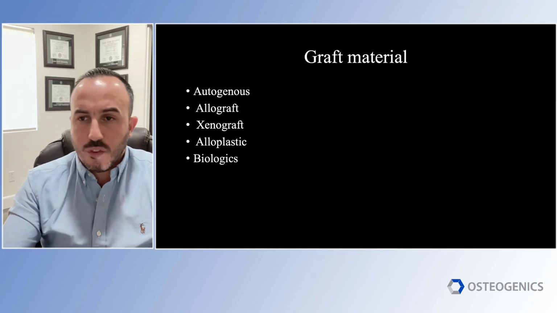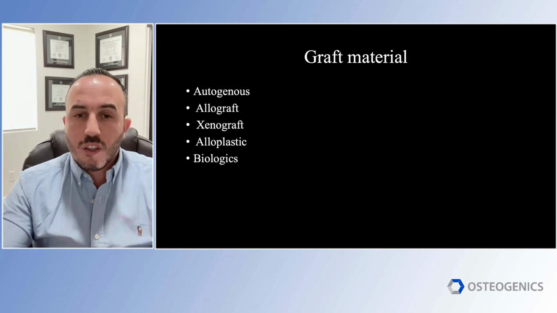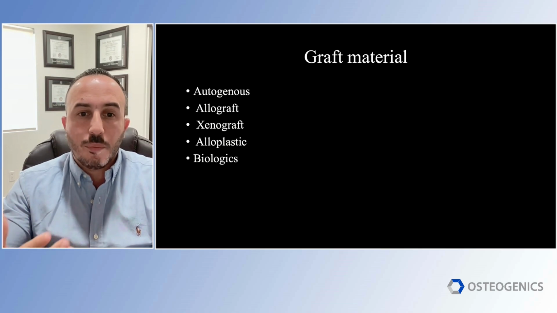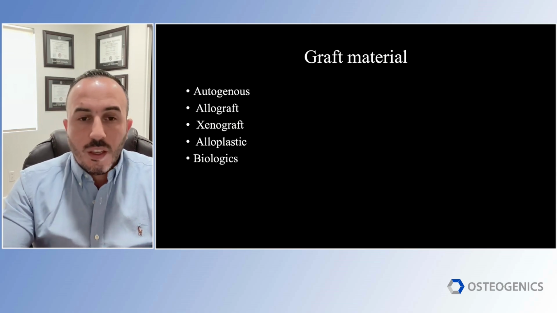Now, what options do we have for grafting? Due to time limitations, I'm going to quickly touch on each one of them. Autogenous, we're getting it from the same patient. It has osteogenic potential, which means that it will produce bone cells on its own.